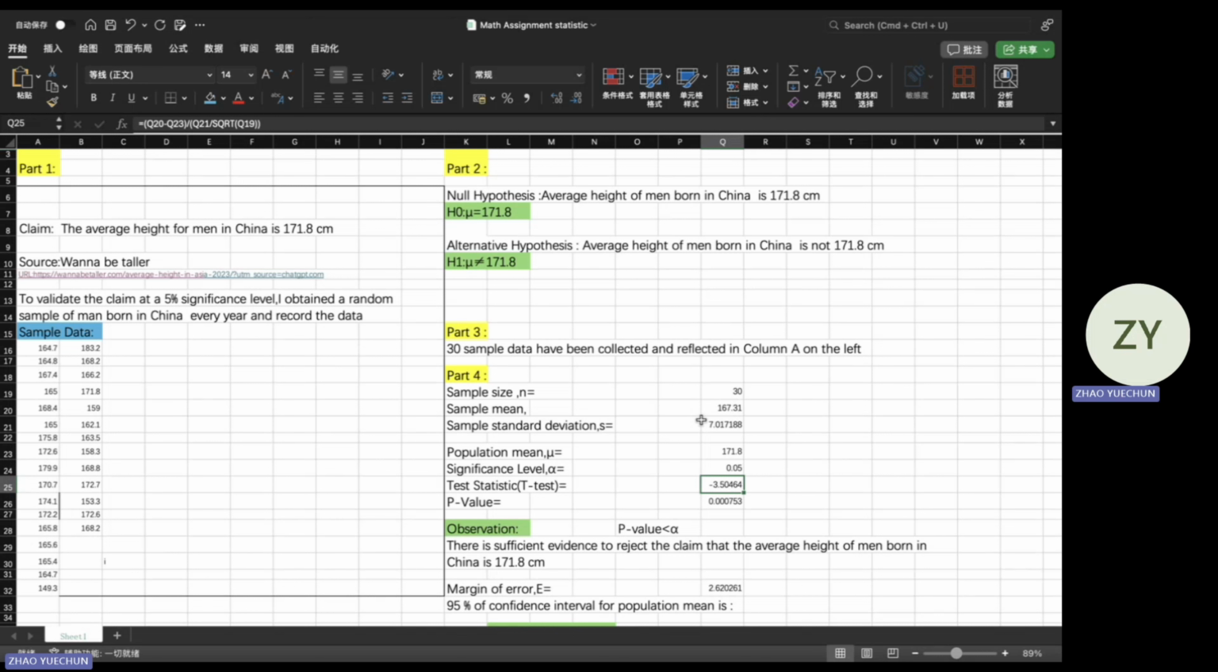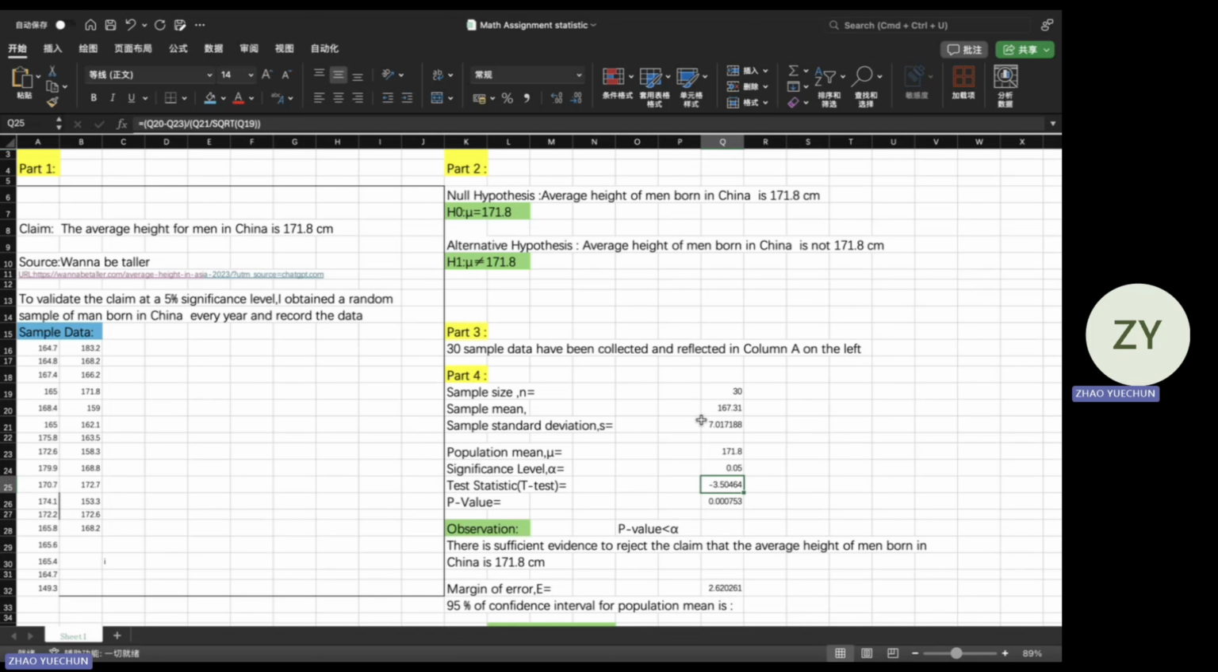I selected 30 sample data points randomly for the height of men born in China from a website. Collecting sample data randomly reduces bias and ensures a more accurate representation of the population. Certainly, to do the two-tailed test, we are supposed to find some basic values, as shown in part 4. The sample size is just the amount of data I collected, which is 30.